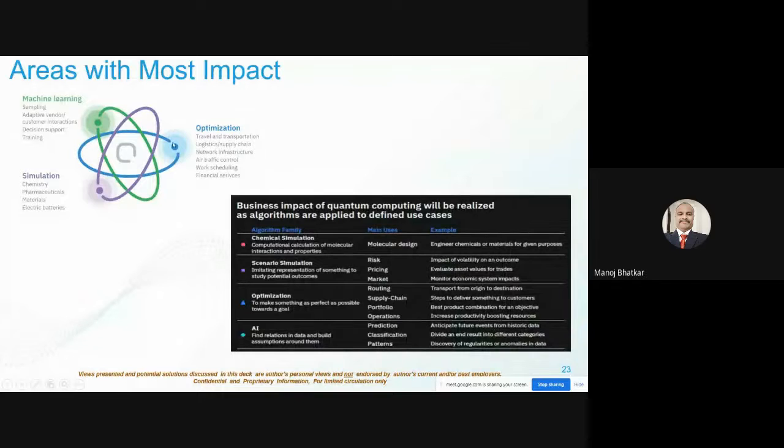Three areas which will be impacted mostly: machine learning, because it is now possible to sample more data and have a better deep learning algorithm. They complement each other. From machine learning, you can better understand the behavior of quantum computers, and the other way around also. Then simulation in chemistry, pharmaceutical, and materials, and optimization.